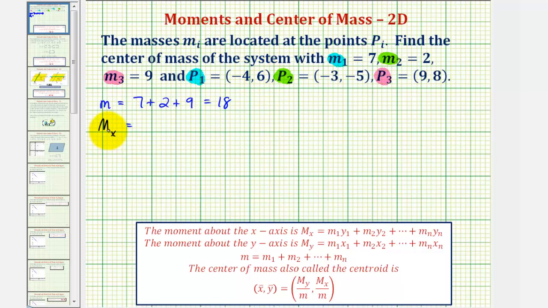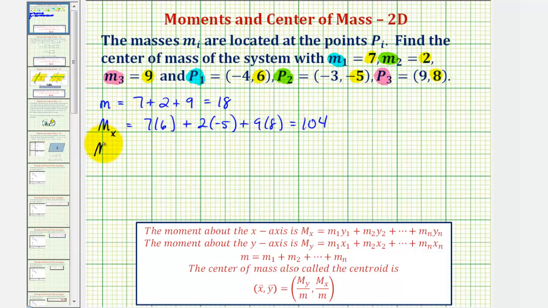So for the moment about the x-axis, we would have 7 times 6 plus 2 times negative 5 plus 9 times 8. Again, we had 7 times 6 plus 2 times negative 5 plus 9 times 8. So we have 42 plus negative 10 plus 72, which equals 104.